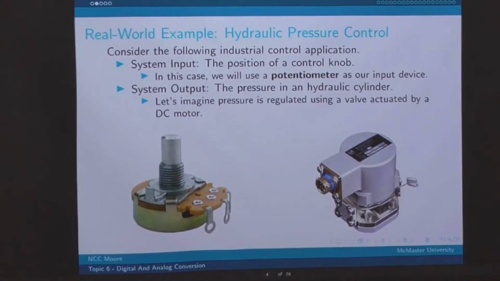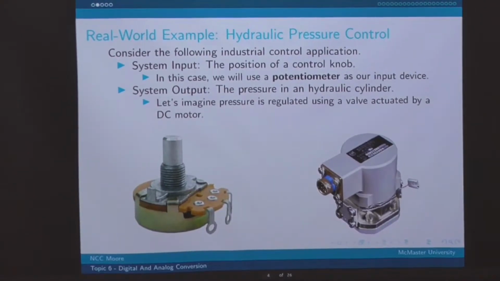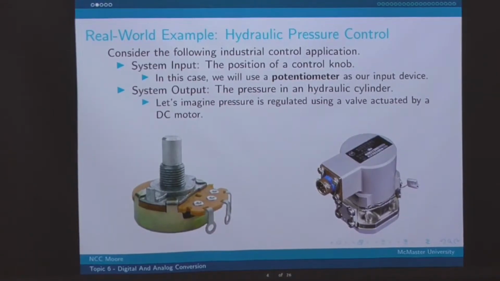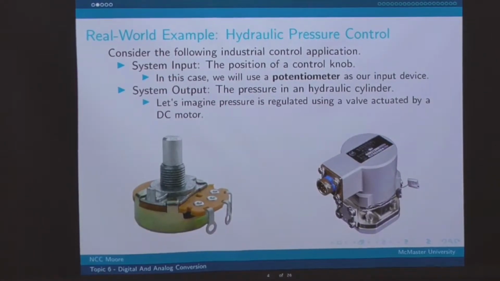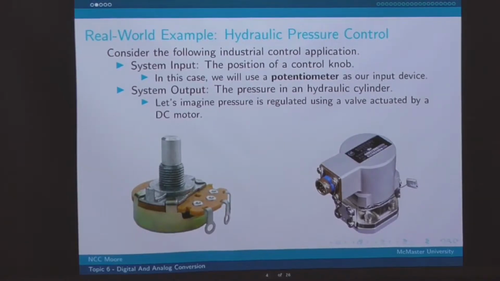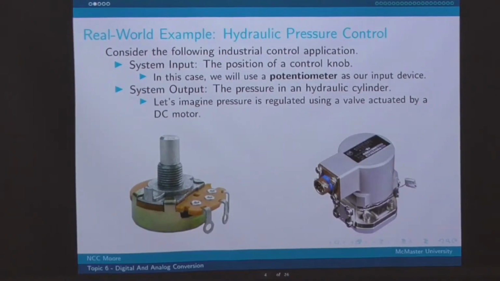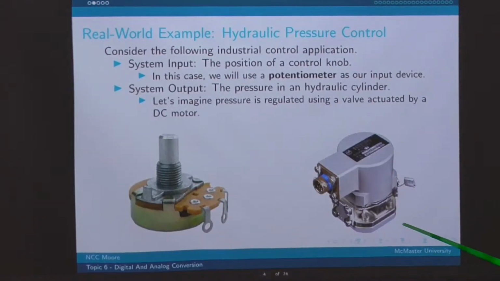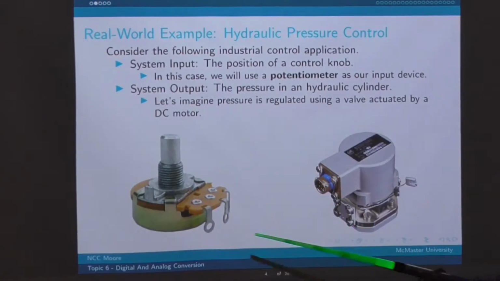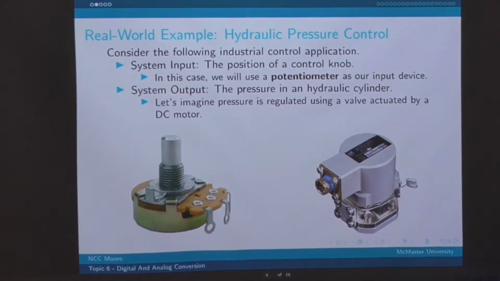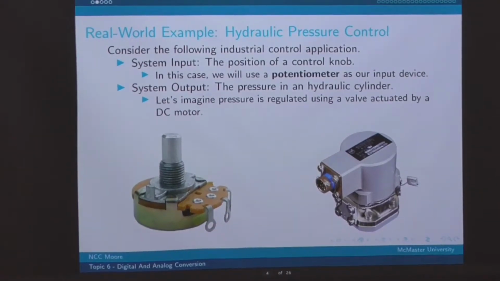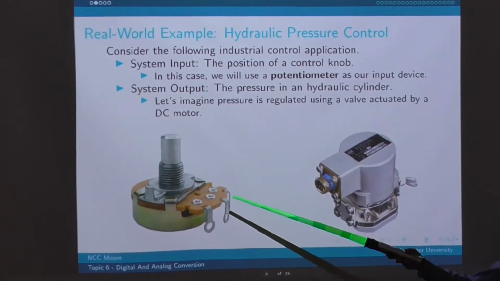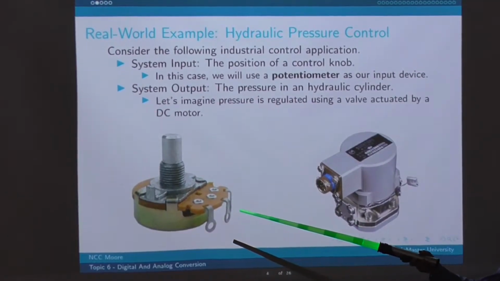So, let us consider a real-world application of digital to analog conversion, and back again, in the reverse order. Consider the following industrial application. Let's say that we have a hydraulics system where the position of a hydraulic cylinder is determined by an input control such as a turn knob, right? This is what a potentiometer looks like. You guys have seen potentiometers before, I assume?